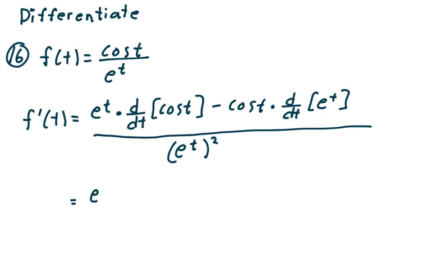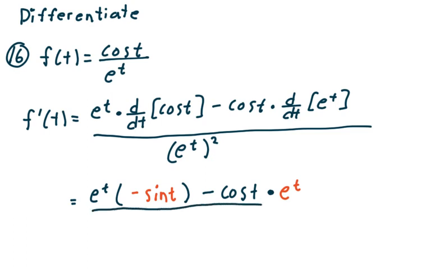And so this is e to the t. Now, I'm going to multiply that by the derivative of cosine t with respect to t, which in this case is negative sine t, minus cosine t, times the derivative of e to the t with respect to t, which is e to the t. And I'm going to divide by, if you don't mind, e to the t times e to the t.